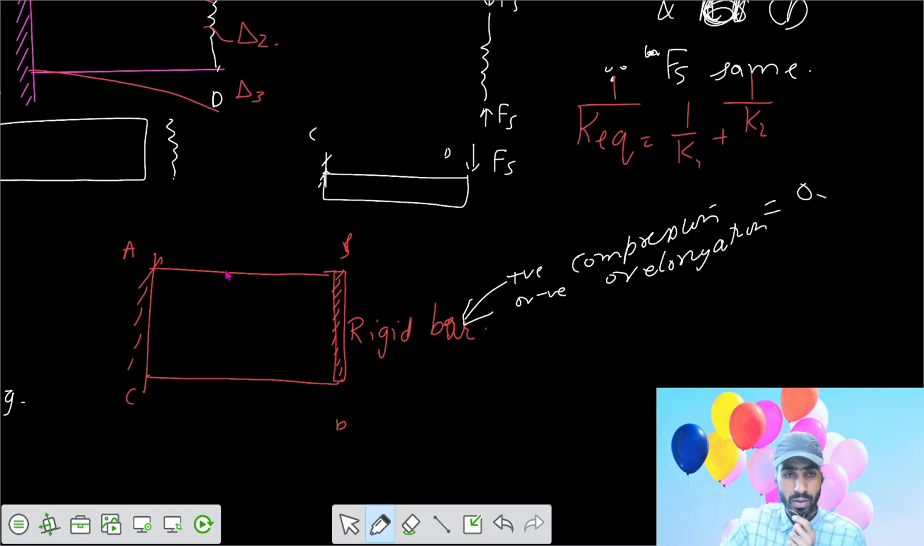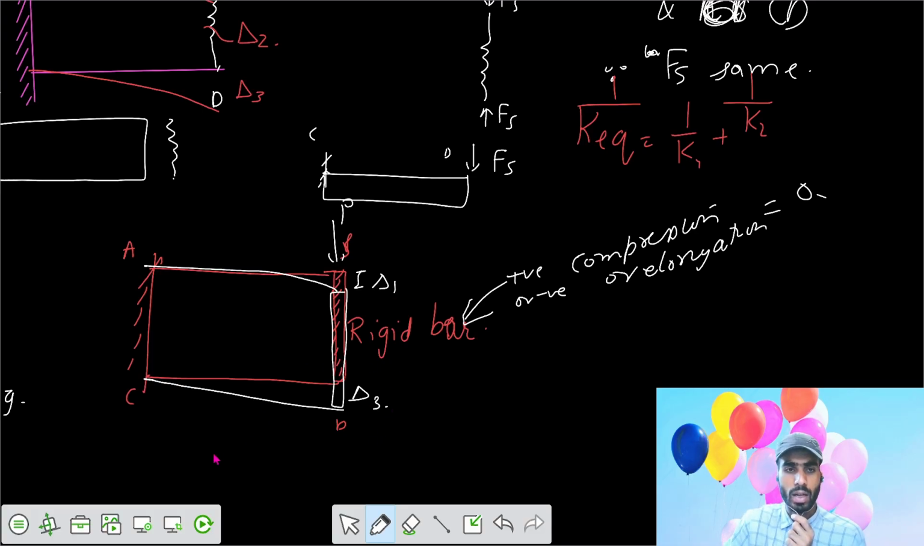So for the rigid bar, now if you apply a load of P, AB goes downwards by some amount of delta. Since the rigid bar can't be compressed or elongated, it would itself go downwards by the same amount of delta, such that the final configuration would look like this one. So we can write delta 1 equals delta 3.